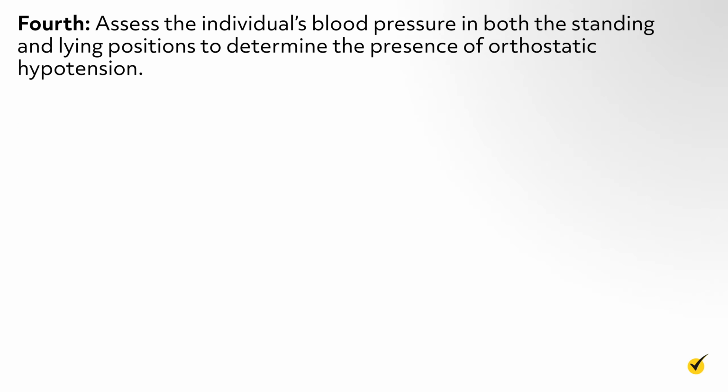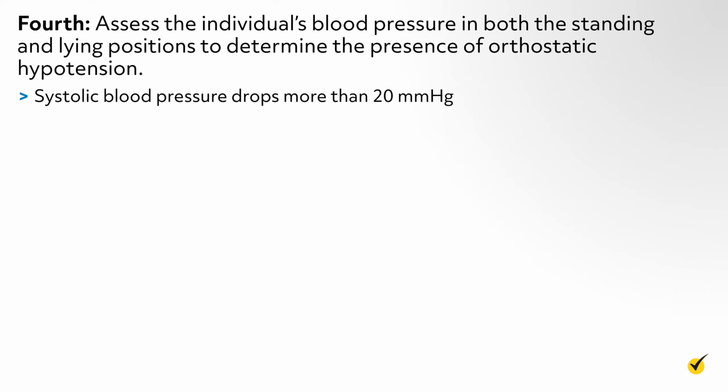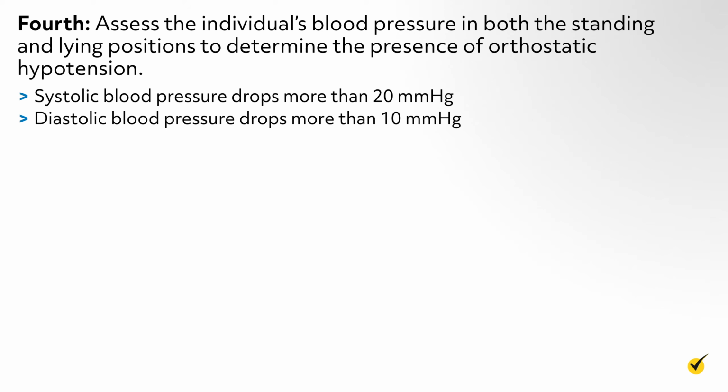Fourth, assess the individual's blood pressure in both the standing and lying positions to determine the presence of orthostatic hypotension. Blood pressure normally changes with position change, but if the drop is excessive, the individual can become lightheaded or even faint. If the individual's systolic blood pressure drops more than 20 millimeters of mercury, or their diastolic blood pressure drops more than 10 millimeters of mercury upon standing, this is an indication of orthostatic hypotension.